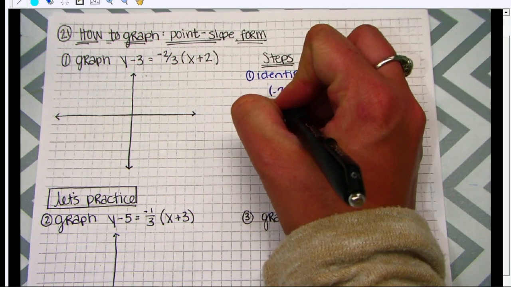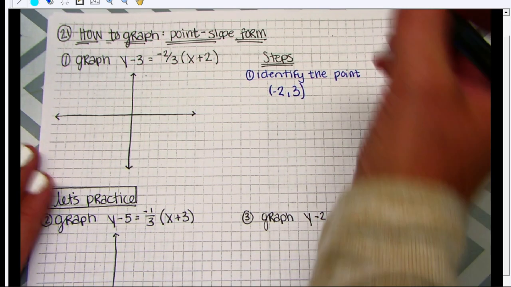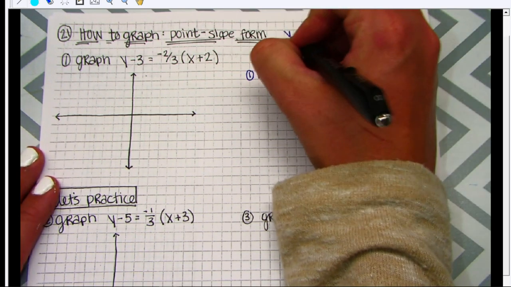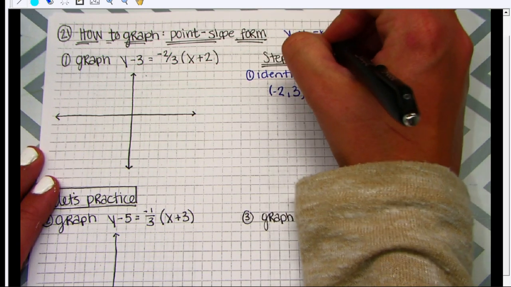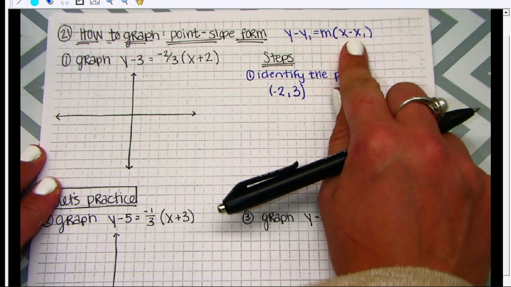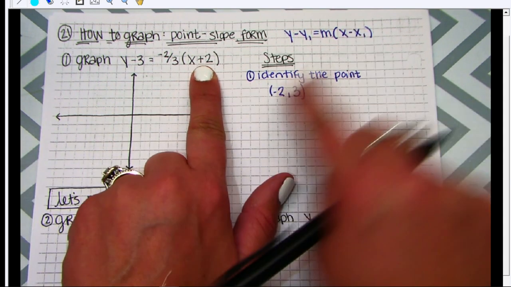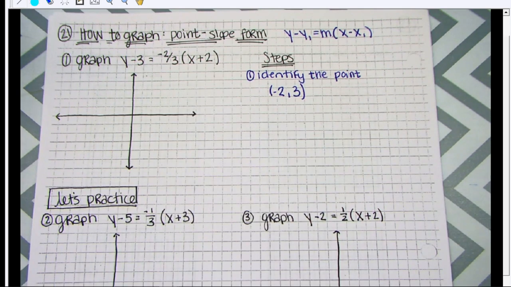Good job. Now, remember, when we pulled the point out, we did the opposite of what it looks like. Remember, our equation has minuses in there. So our point slope is y minus y1 equals m parentheses x minus x1. When you pull the points out, notice how this one looks positive. It's really a negative, because the only way to make a negative a positive is with another negative. So step one is to identify the point.